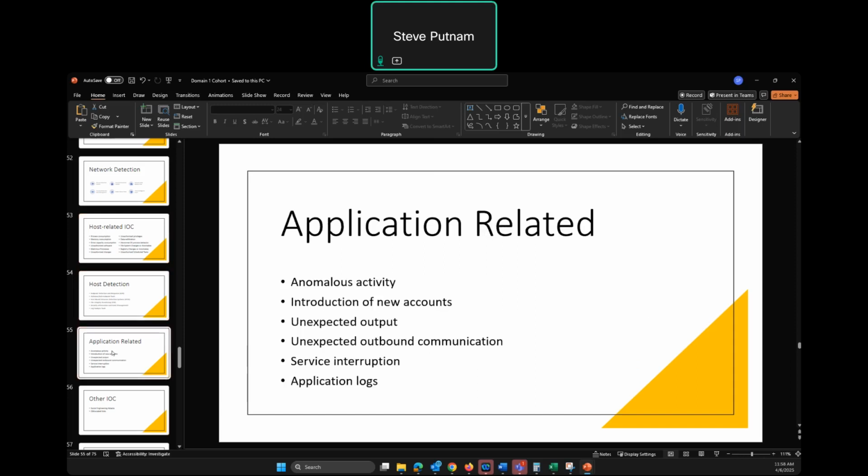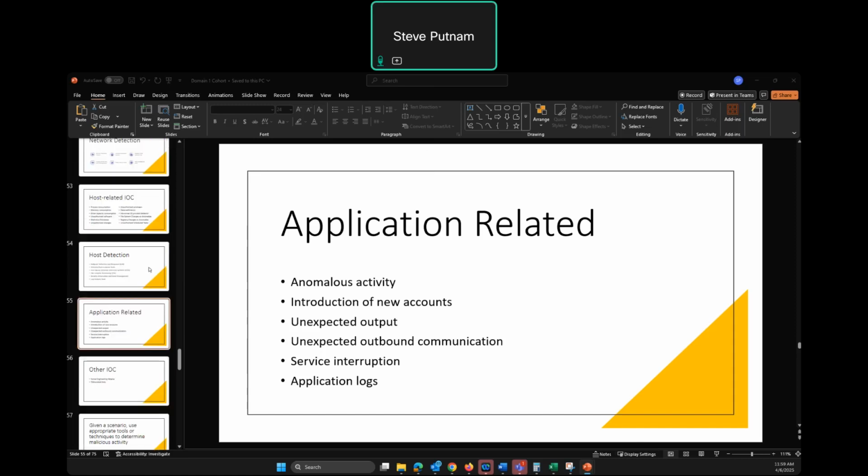Application related. Again, anomalous activity, introduction of new accounts that you didn't expect, unexpected output from the application, unexpected outbound communication. The application's talking to maybe a C2 server or something like that, which it should not be doing as advertised, let's put it that way. The application has crashed, or there's a service interruption with that particular application. And then you can look at those application logs.